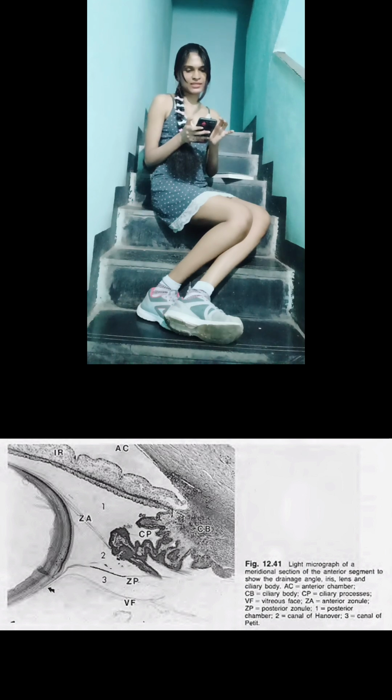So we can see this is the anterior chamber AC, IR is the iris root, 1 is the posterior chamber, 2 is the Canal of Hannover. The Canal of Hannover is between the anterior and posterior zonules. It is between the pre-equatorial and post-equatorial zonules, divided into 2 regions by the equatorial zonules. Then third is the Canal of Petit. The Canal of Petit is between the post-equatorial, that is posterior zonule, and the hyaloid zonules. CP ciliary processes, CB ciliary body, ZP posterior zonules, VF vitreous face, ZA is anterior zonule.